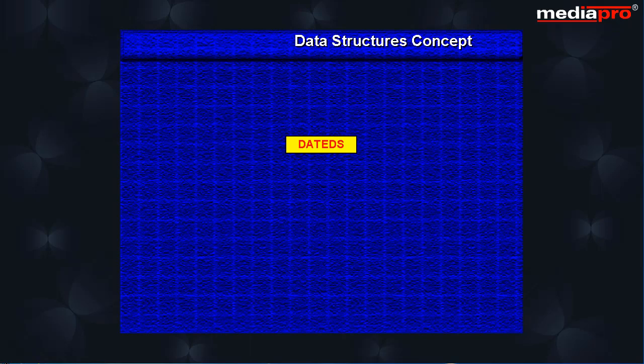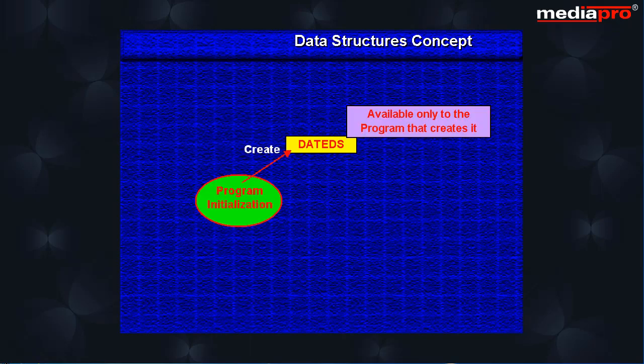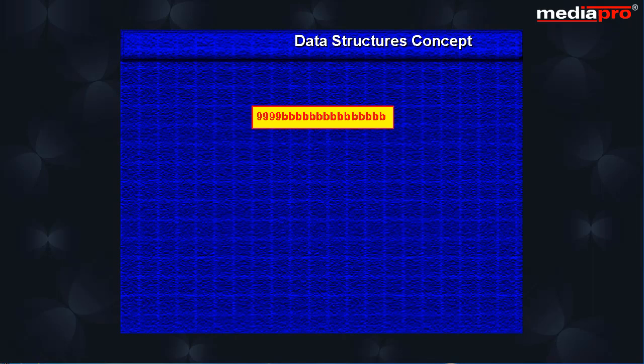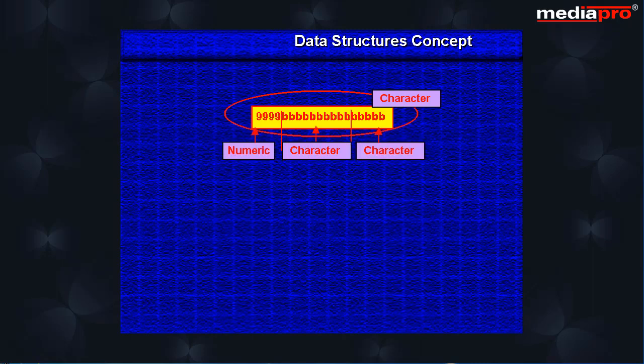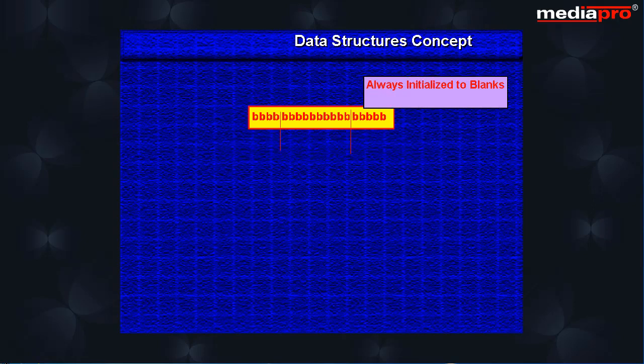A data structure is created during program initialization and is available only to the program that creates it. It is automatically deleted when the program ends. The data structure is treated as a character string, although individual fields are allowed to be defined as numeric. By default, the data structure is always initialized to blanks unless otherwise specified.